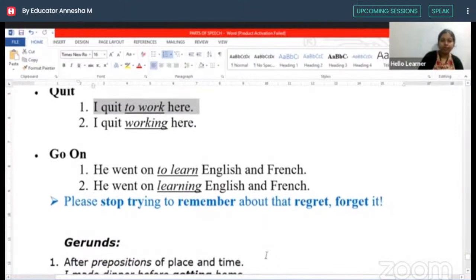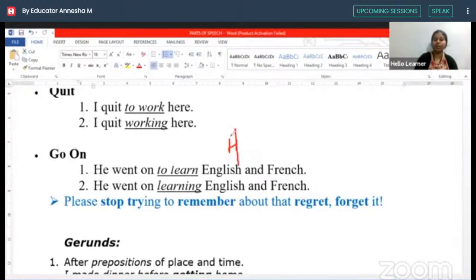Go on. Look. We went on to learn English and French. We went on learning English and French. We went on to learn English and French means that before this we used to learn something, maybe Hindi. Right? Hindi learning finished. After that we started learning English and French. So we would say he went on to learn English and French. Right?